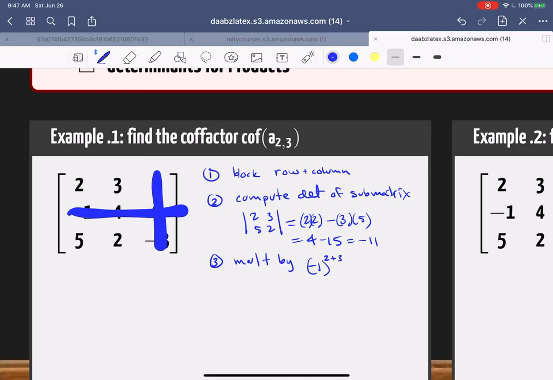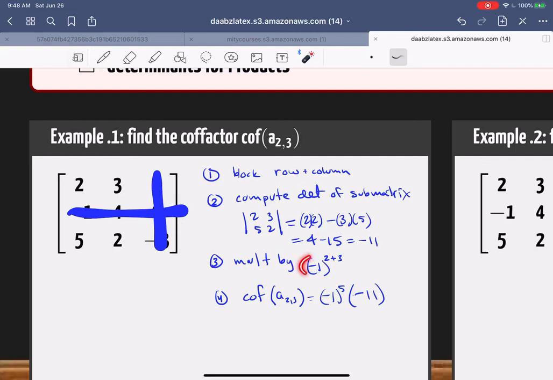Okay? 2 plus 3. You take the indices, 2 and 3, and you add them. That gives you 5. And since 5 is an odd number, you're going to multiply by -1 raised to an odd number, which is going to give you -1. And so finally we have the cofactor for the position 2, 3 would be equal to -1 to the 5 times -11.